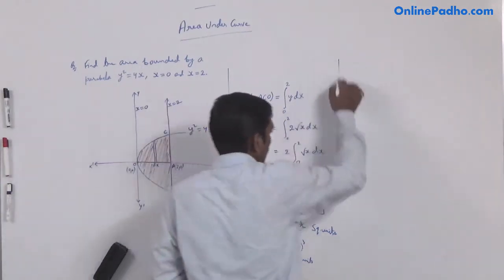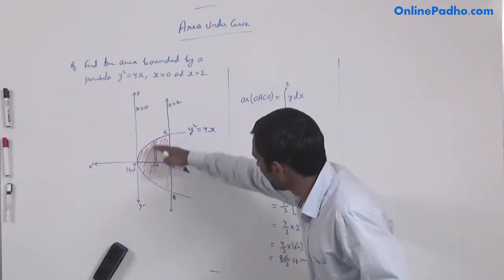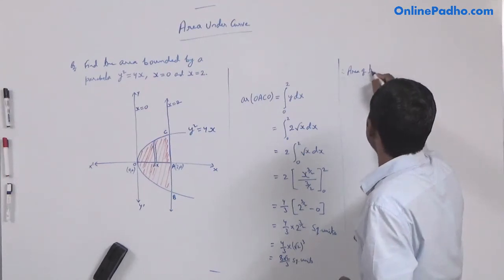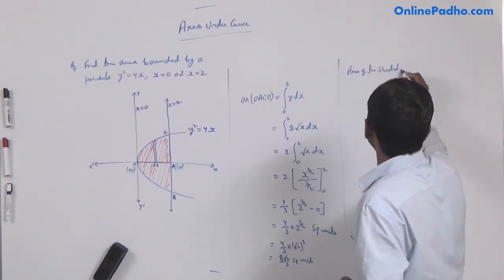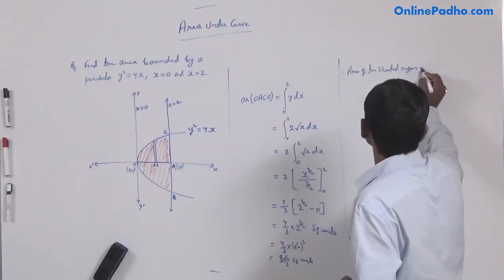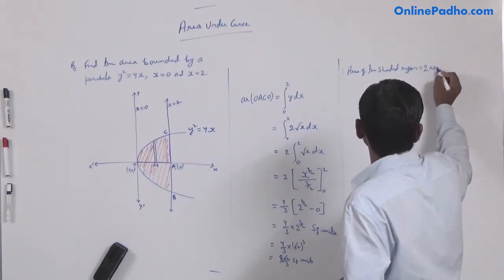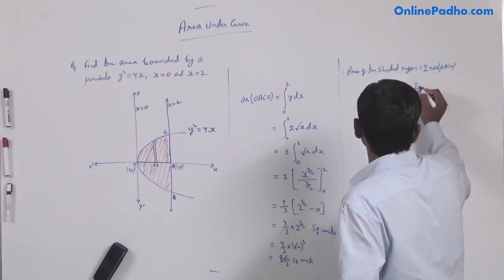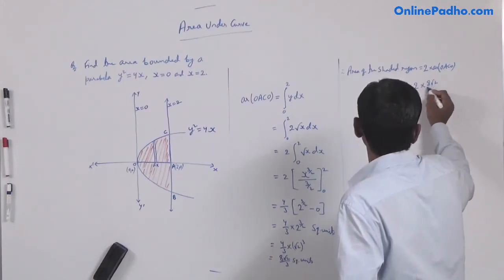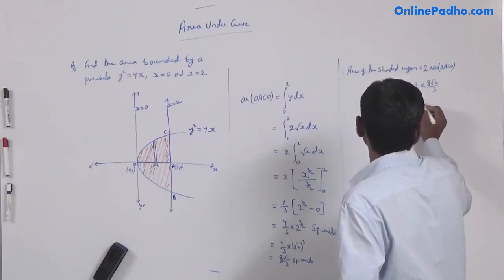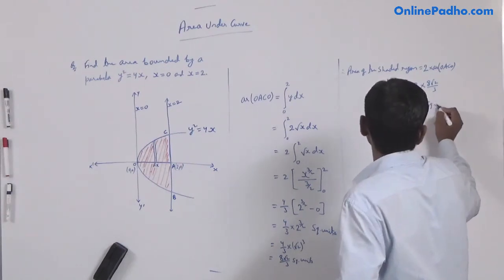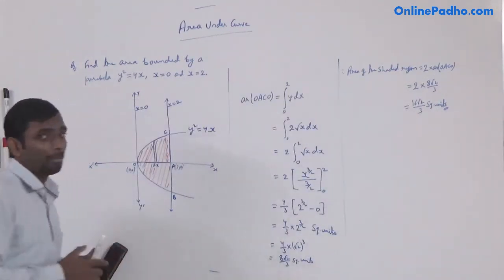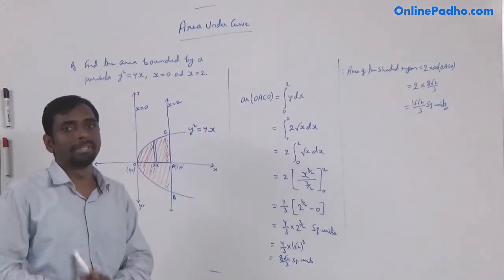This much square unit. Now, we have to find the complete area of the shaded region. So, therefore, the area of the shaded region can be written as 2 multiplied by the area of the region OACO. So, we can write it as 2 multiplied by 8 root 2 by 3. You will get 16 root 2 by 3 square units. By this way we can find the area of any bounded region by the integration method.